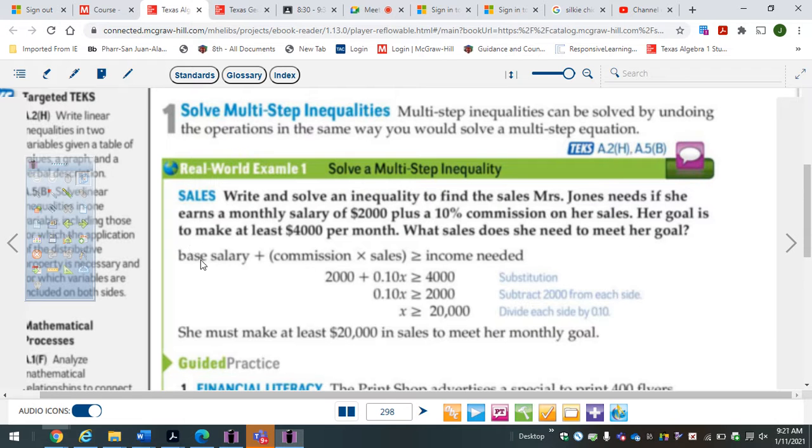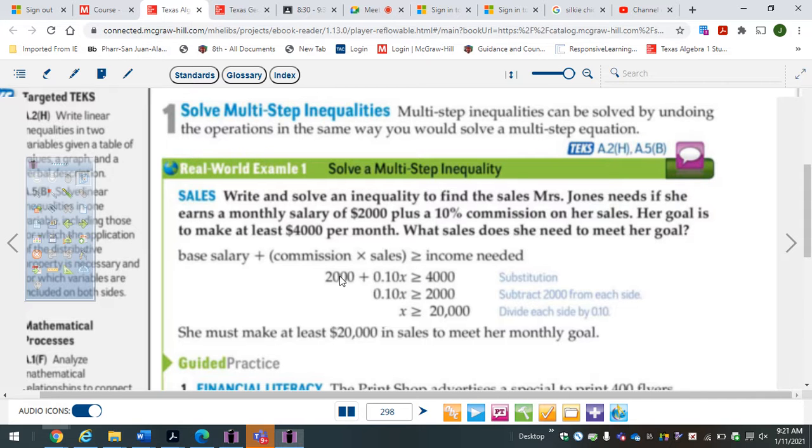So regarding this, her salary is $2,000. Her commission is going to be 10% of whatever she sells. X is the unknown, how much she sells. But we do know that this relationship together, we want it greater than 4,000. Can she make at least 4,000, which means equal to 4,000? Yes, so there's that equal sign. Solve this thing right here.